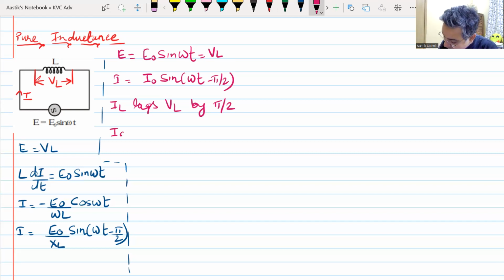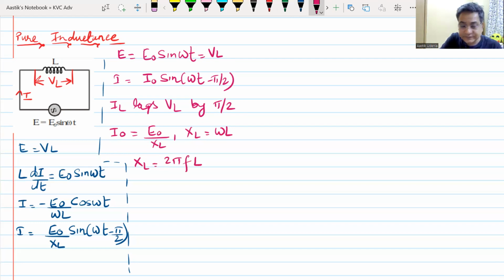This I naught will be equal to E naught divided by XL. This XL is nothing but equal to omega L. Do we understand this? Yes, sir. This XL is equal to omega L, and this XL will be equal to 2 pi f into L. Yes or no? If I draw the graph of this XL with frequency, the graph would just look like a straight line. Yes or no?